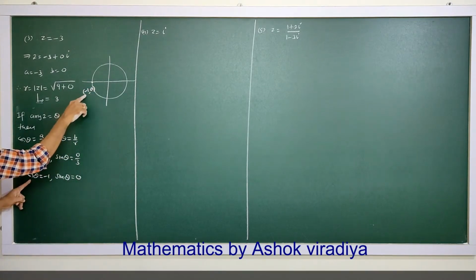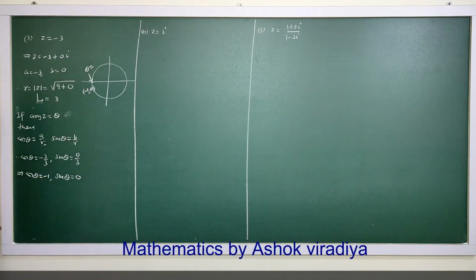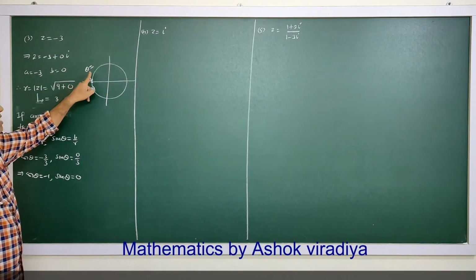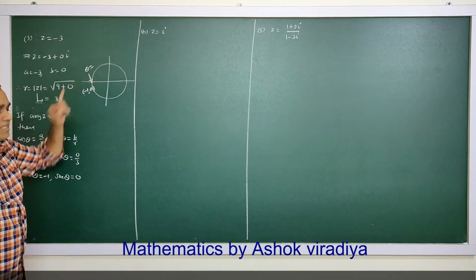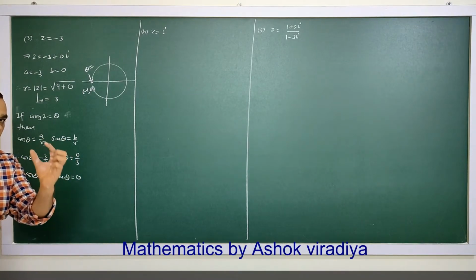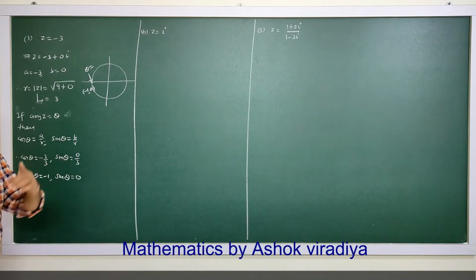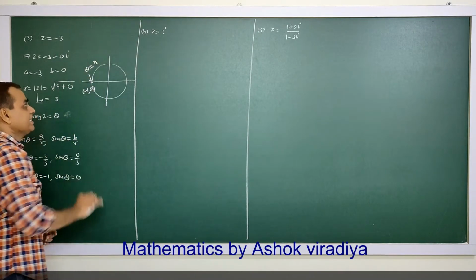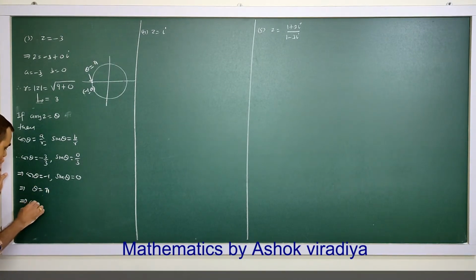So if cos theta is minus 1 and sin theta is 0, then theta is either minus pi or pi. But according to the condition, it should belong to the interval open minus pi, close pi. So we take theta equal to pi. So here theta is pi, so the argument of z is pi.